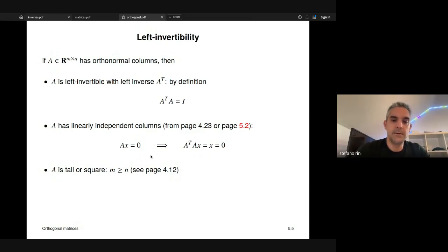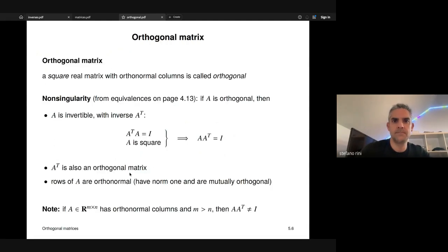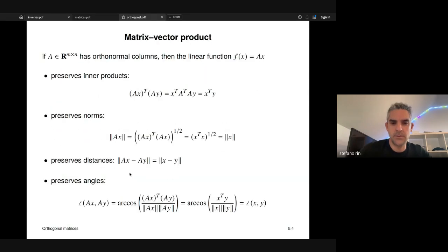So if A has linearly independent columns, then A times X equal to 0 implies that A transpose A times X is equal to X, which is equal to 0. So if you have linearly independent columns, then the only way for this product to be 0 is for X to be 0. And of course, A needs to be tall or square, because this doesn't work if you don't have tall or square matrices.